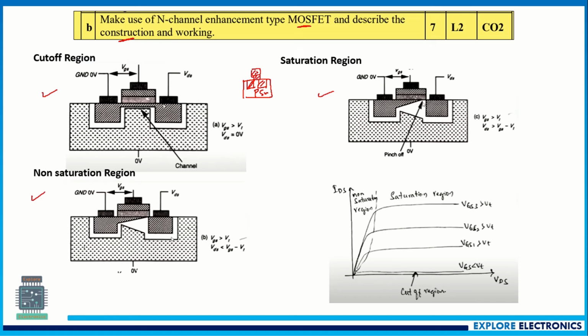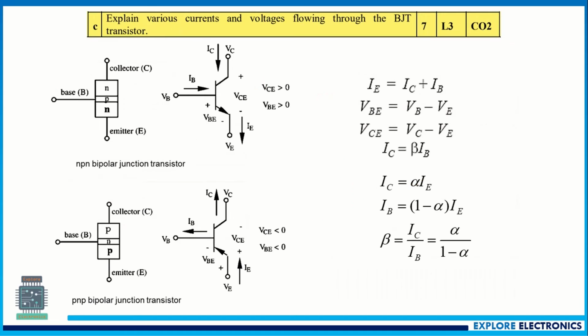Above that, there will be a polysilicon layer. This will act as gate, this will act as source, and this will act as drain. And the voltages will be VGS with respect to source and VDS with respect to source. You need to explain the construction first and then coming to the working. And also here the characteristic is given, ID versus VDS, and also you can explain how the saturation, non-saturation and cutoff currents are going to be.